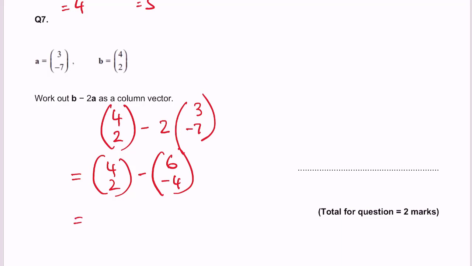So let's go ahead and take away. 4 take away 6 is minus 2. And 2 take away minus 14, that becomes positive, minus a minus is a plus, so 2 add 14, which is 16. So the answer is (-2, 16). That's 2 marks.